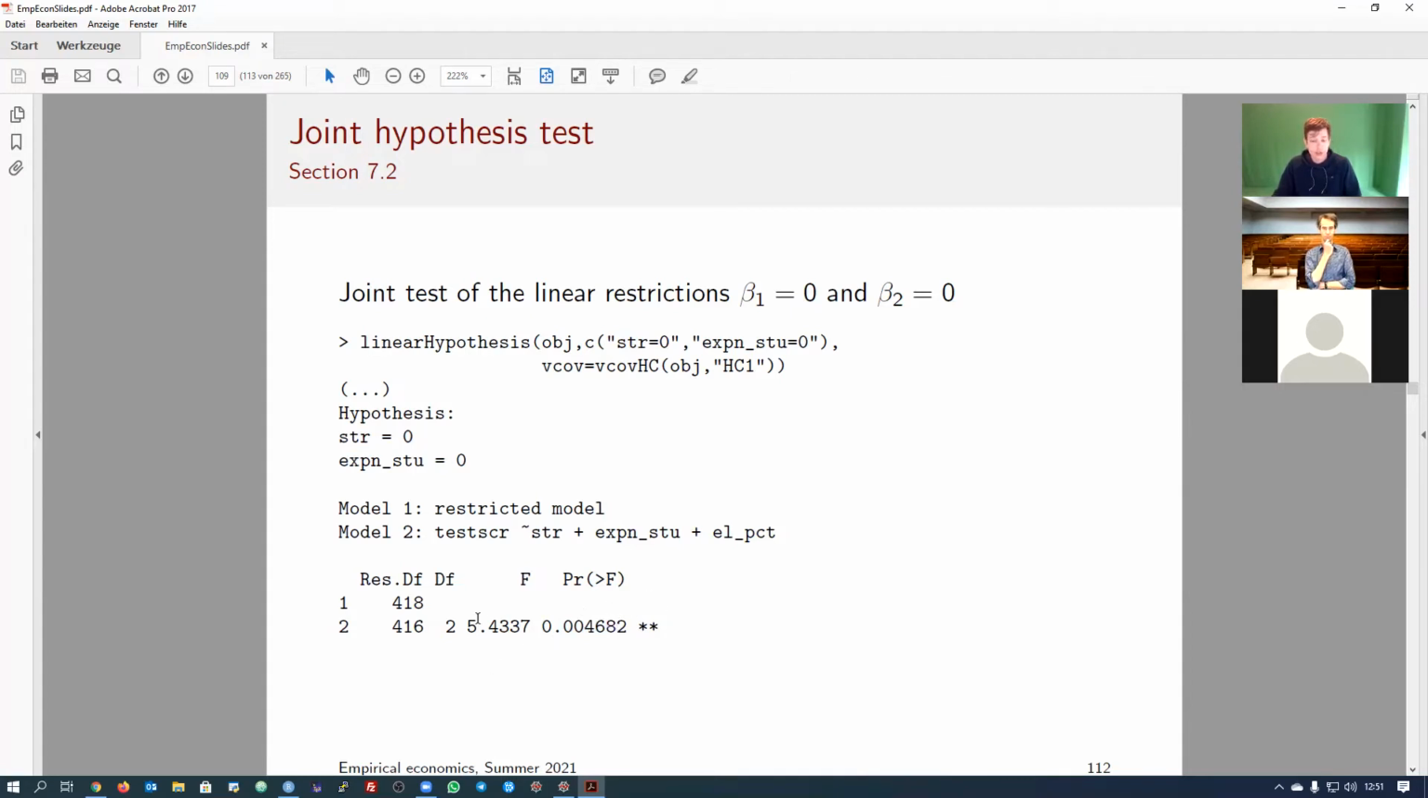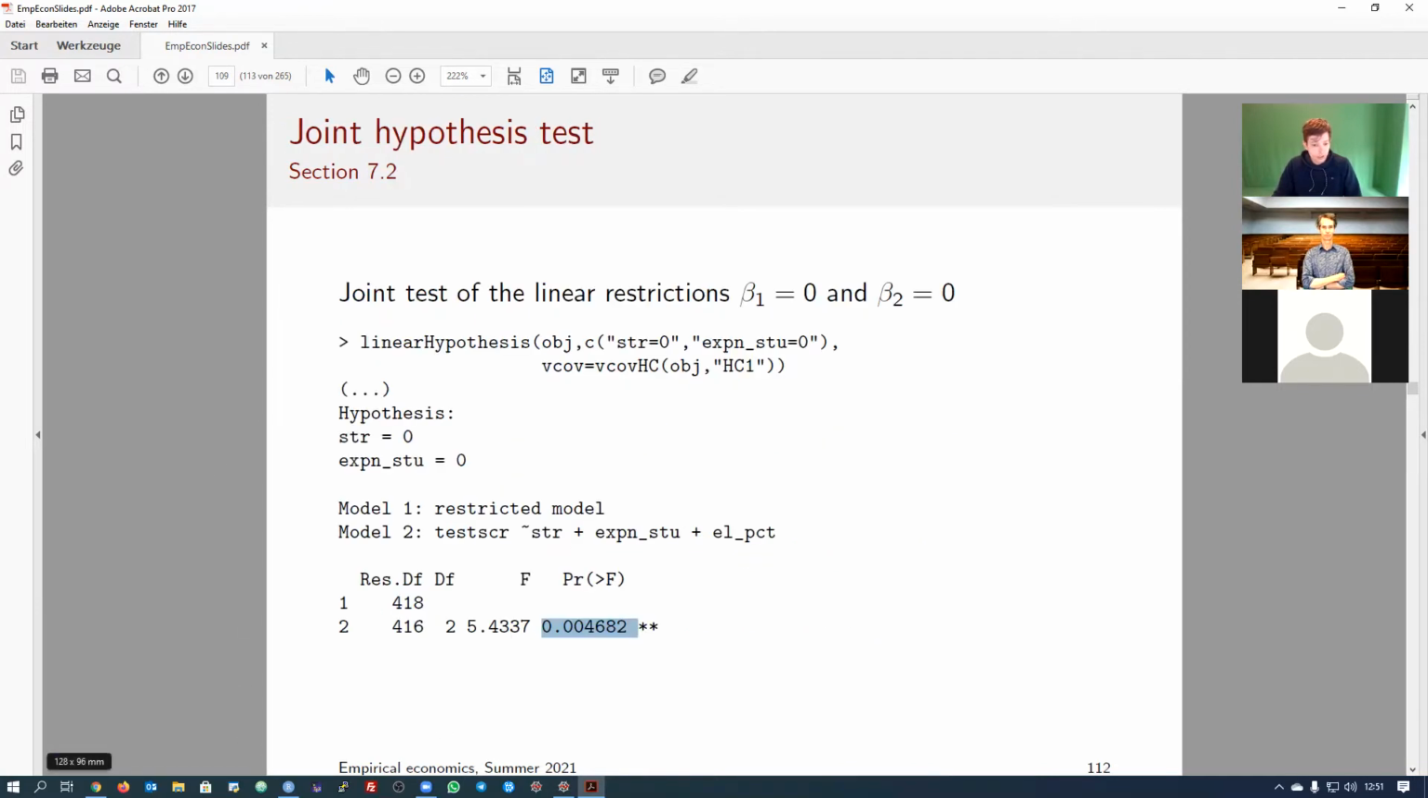So if you don't know the critical values by heart, or if you don't want to look up the critical values for the F-test, just always refer to the p-value, and if that p-value is smaller than either 5% or 1%, you have a significant hint that your joint hypothesis is wrong and that you should reject that hypothesis.